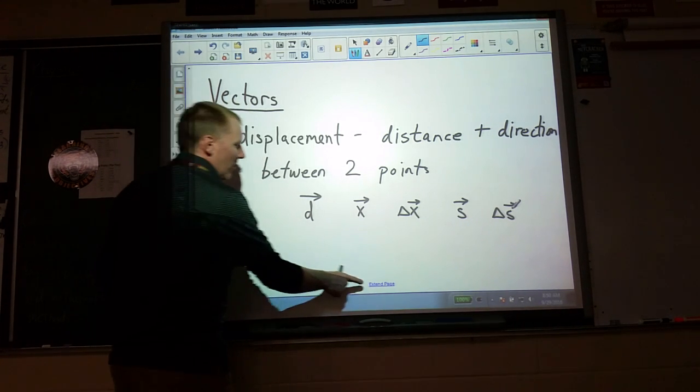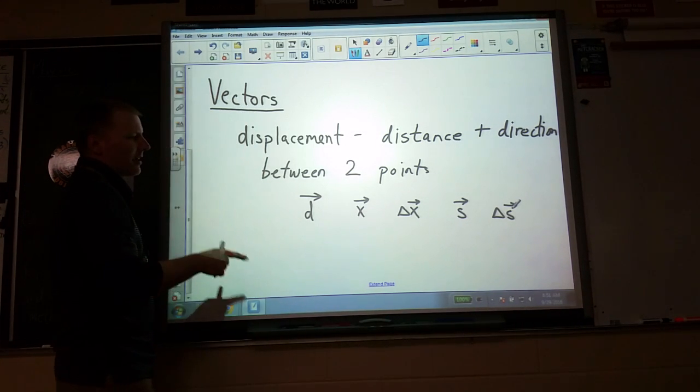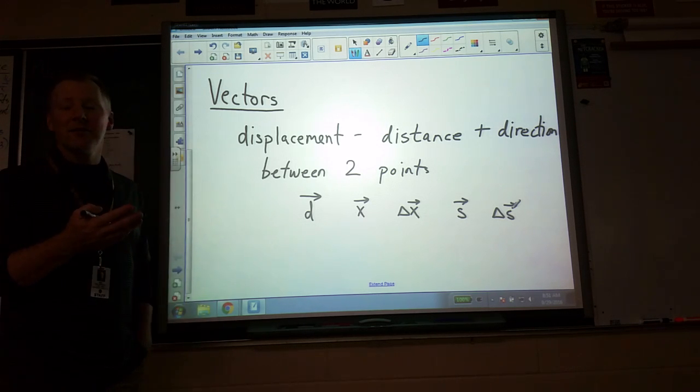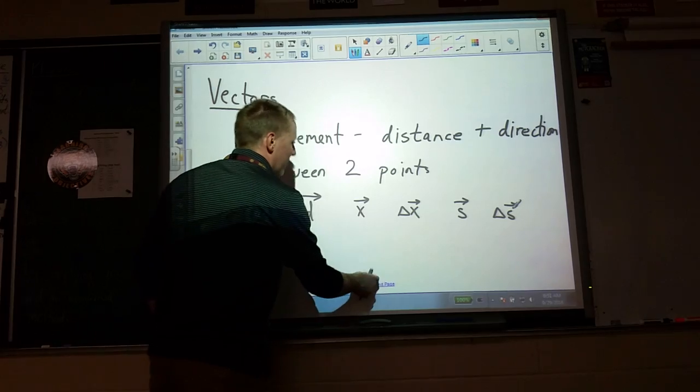Okay, so that's one. Now, we also then, if we're talking about our speed, but we're using a displacement, we no longer have speed, we now have a velocity.